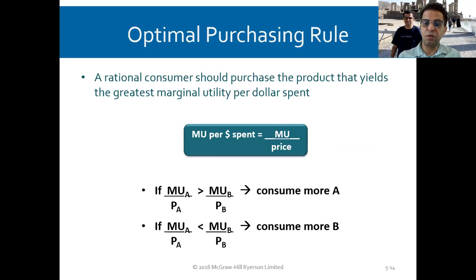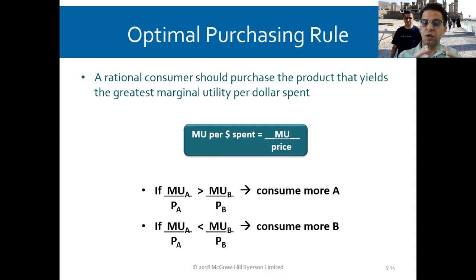Now, a rational consumer should purchase the product that yields the greatest marginal utility per dollar spent. So you have $5 and you want to buy chocolate and you want to buy chips. It depends which one will give you more marginal utility. Whether having more chips will make you happier 5 units, but the chocolate will make you happier 7 units, so you go with the chocolate.